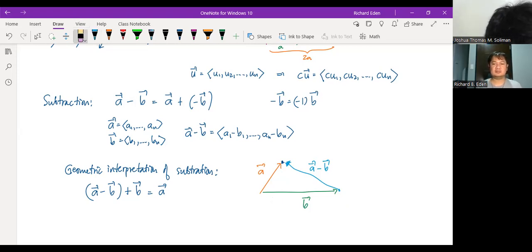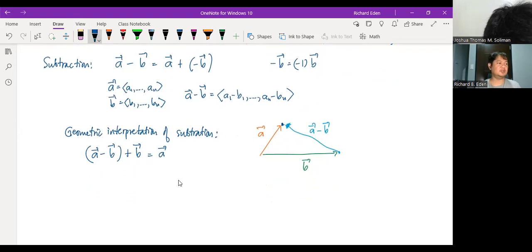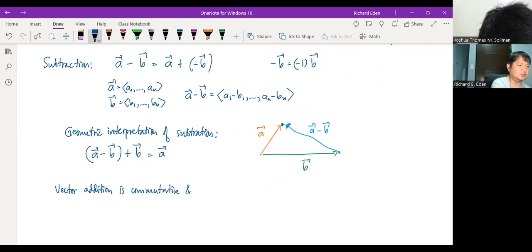Okay, so here are some properties of vector addition. Vector addition is commutative. It's also associative. Well, actually, instead of writing this down in words, why don't I write it down symbolically?